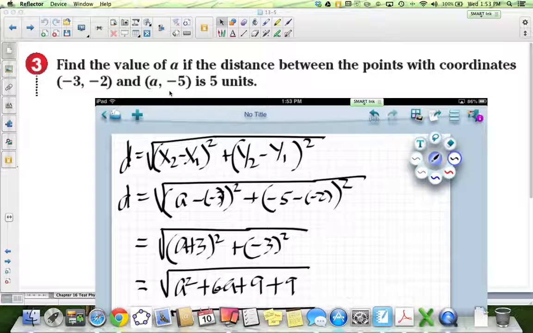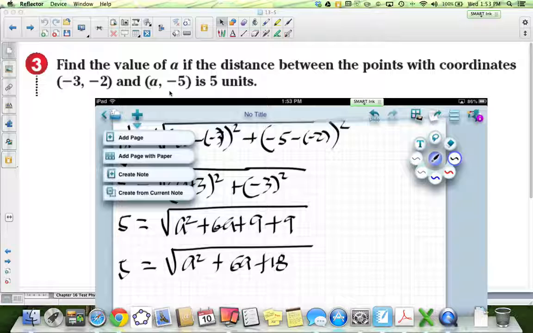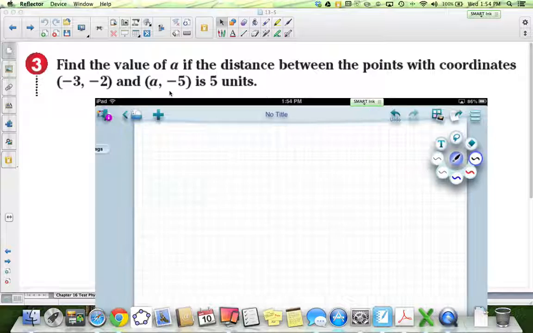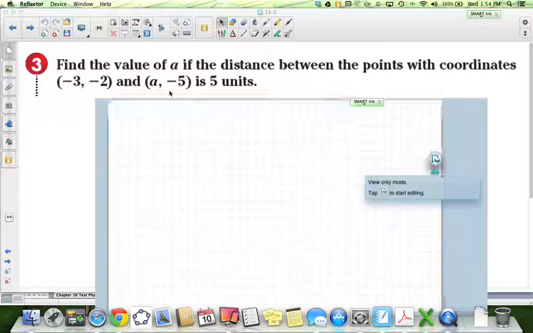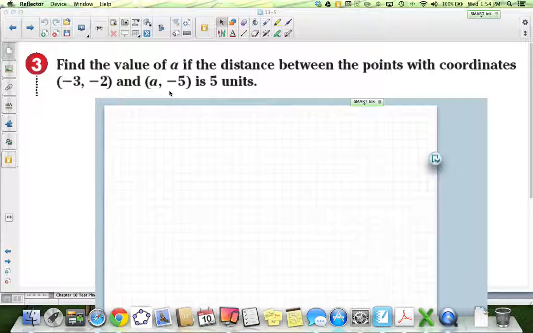And we forgot to substitute the value. D is 5, according to the problem. The distance between them is 5 units. So from there, we square both sides. So you have 5 squared in this case.